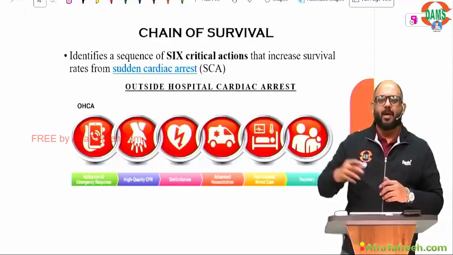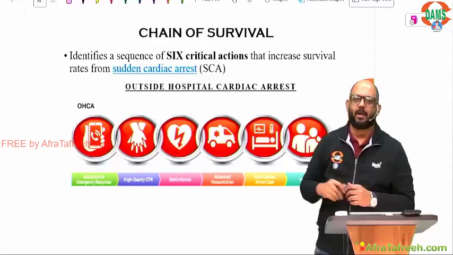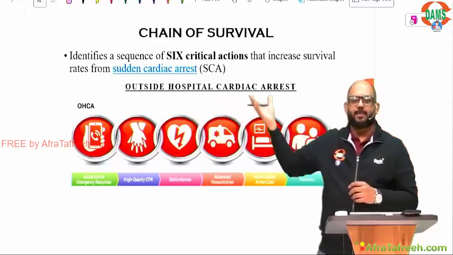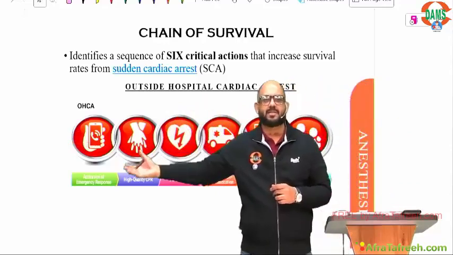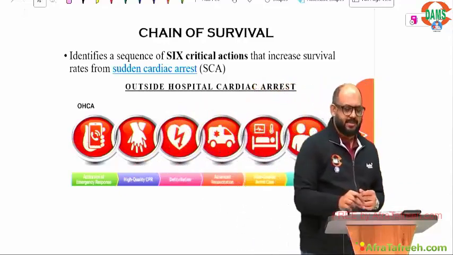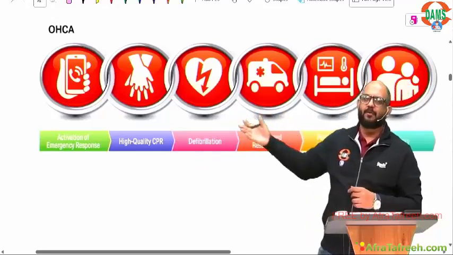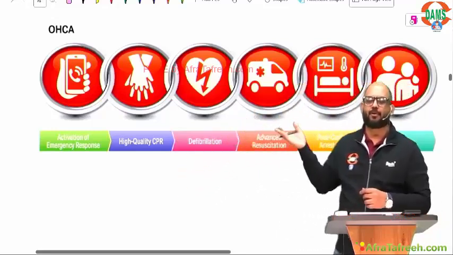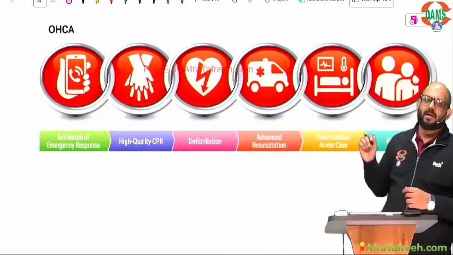victim, right? So these are the 6 critical steps in the chain of survival. 2 conditions: outside hospital cardiac arrest, in hospital cardiac arrest. Outside hospital cardiac arrest, first thing is activation of emergency response system, followed by high quality CPR, followed by defibrillation, followed by advanced resuscitation, then post cardiac arrest care and recovery.